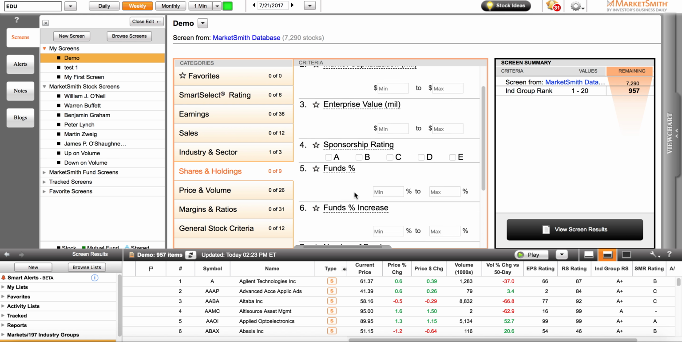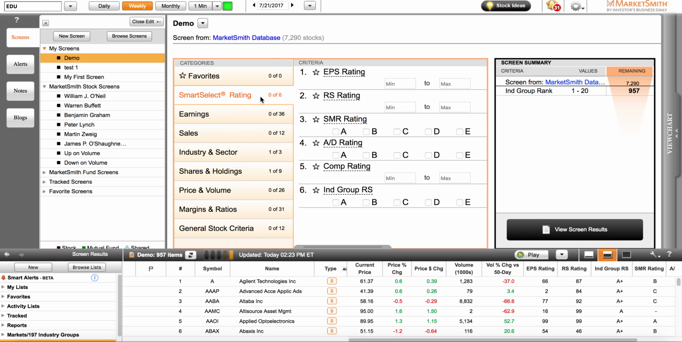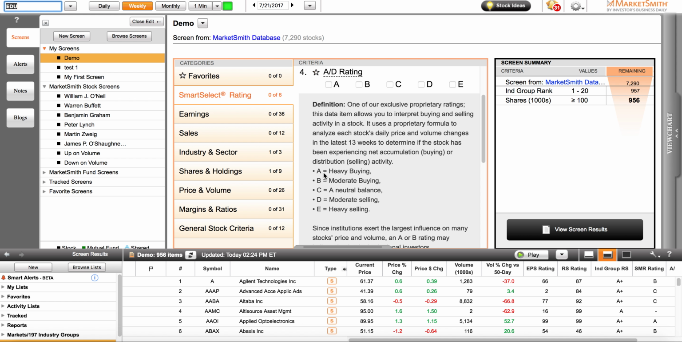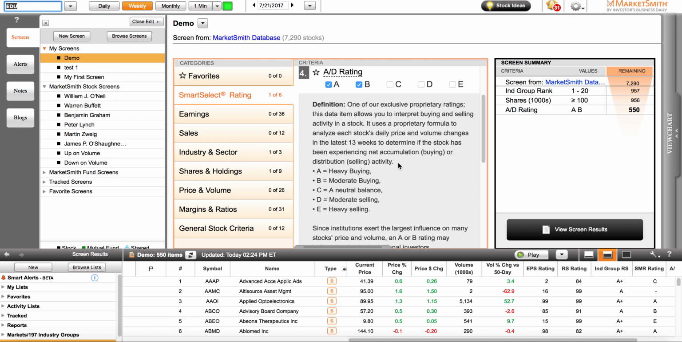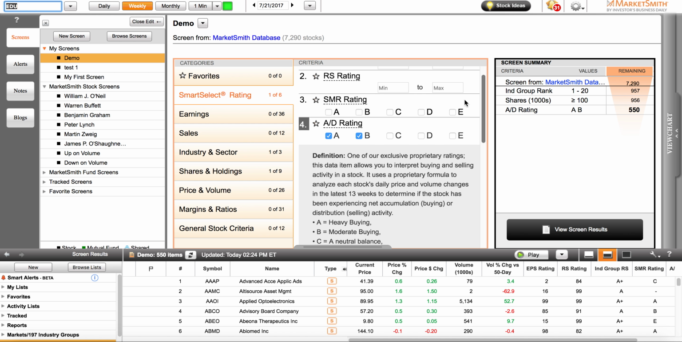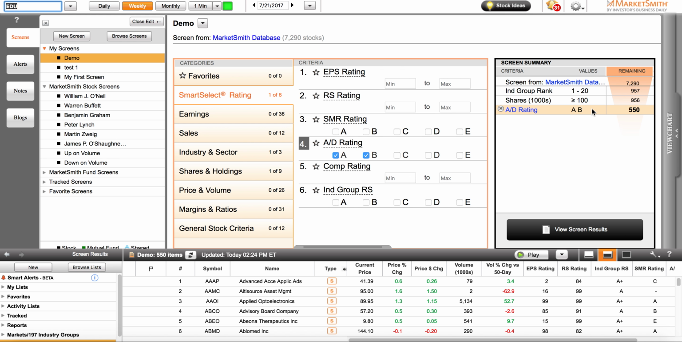You also want to take a look at the accumulation and distribution, which is the AD rating, right? If you look at the AD, A means it's heavy buying, B means it's moderate buying. You don't want to take a look at C, which is usually a neutral balance. So you want to generally stick with A and B, which is going to give you good high quality stocks. So once you break it down, if you see on here, lower it down on here. We check the stocks in the top 20 industry groups. We take a look at the stocks which trade about 100,000 shares and have an accumulation distribution of A or B, which means heavy buying or moderate buying.